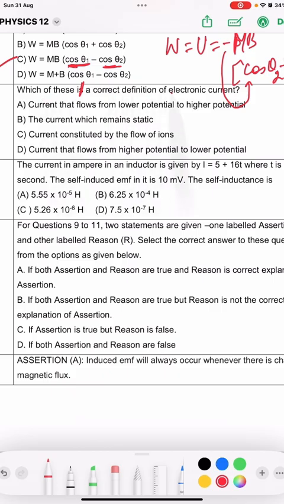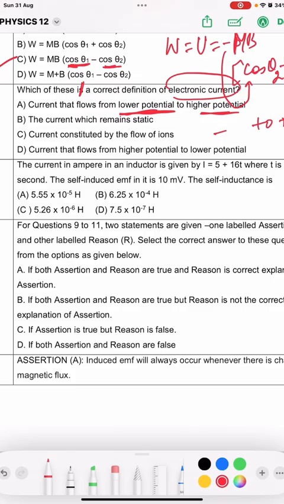Which of these is the correct definition of electronic current? So electronic current means the current of movement of electrons. So electrons move from negative to positive. So we will say that current flows from lower potential to higher potential. So this is what electronic current means here.